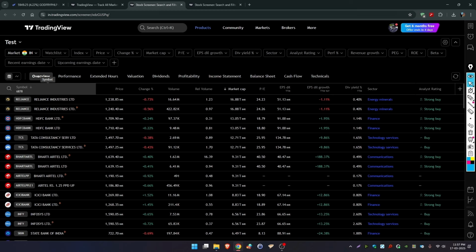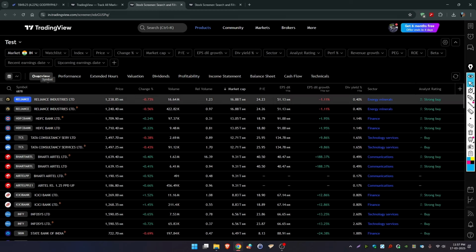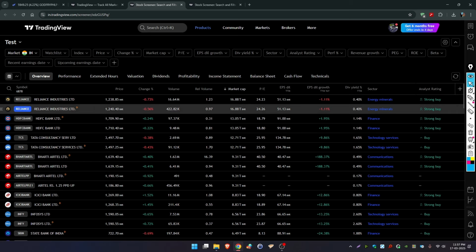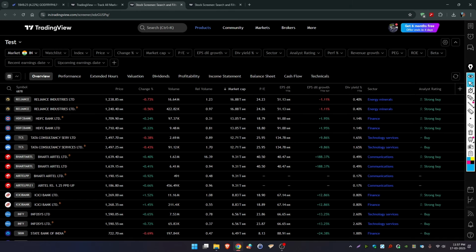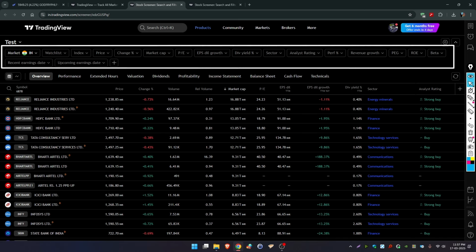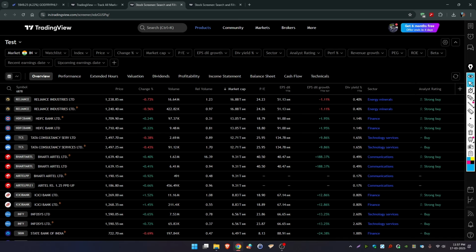You will be introduced to 6,878 stocks. That means this includes your BSE exchange stocks and your NSE exchange stocks, right? That is why you have Reliance twice. This is your BSE and this is your NSE. And then you have a whole lot of filters. This is your filter section. This is what you're going to use to filter out stocks based on the positive earnings.